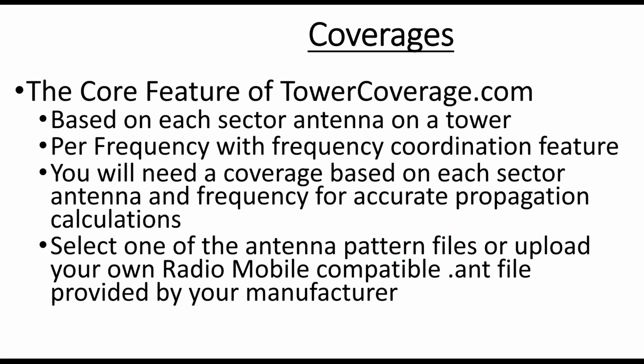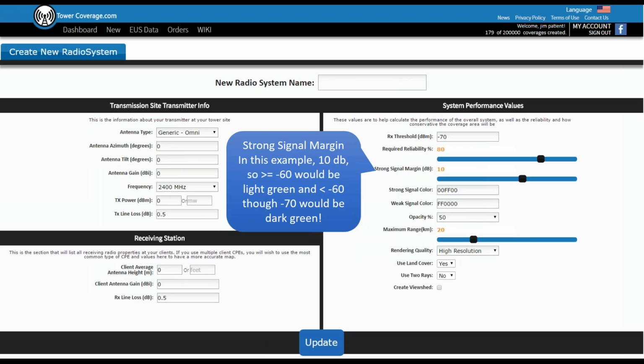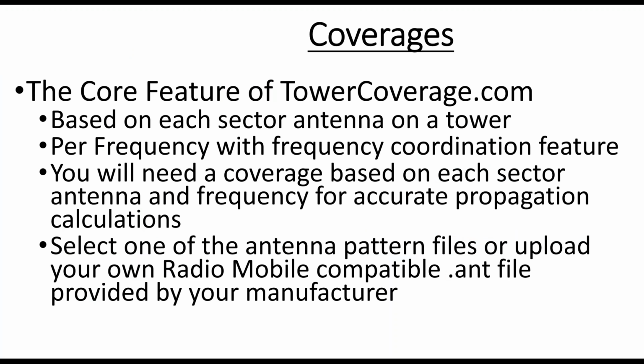So based on our new radio system, now we can actually go into the core feature of tower coverage. This is based on a sector antenna on a tower per frequency. So if you use frequency coordination, you can do that. You would typically need a coverage based on each sector, antenna, and frequency to give you accurate propagation. However, I have seen some customers use omnis because they have really good coverage out there. They may have 6 sectors.